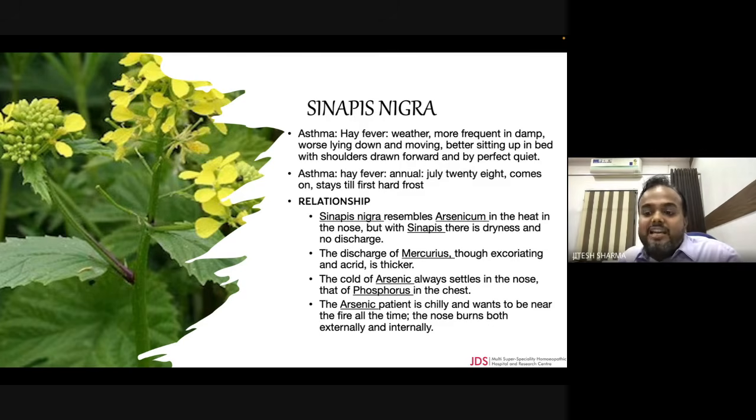The Arsenic patient is chilly and wants to be near the fire all the time. The nose burns both externally and internally. That is Arsenic. I hope everything is clear now. Yes.